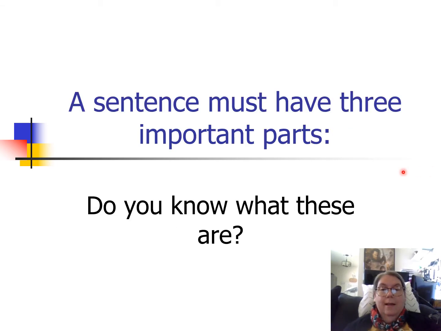So the sentence has three important parts or components. Think about it for a minute. Do you know what these are? If you look at my sample here, even though I have a colon, this sentence has the components I need. You probably know what they are. You've probably heard them before. Let's review those.